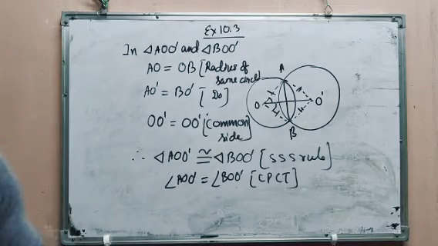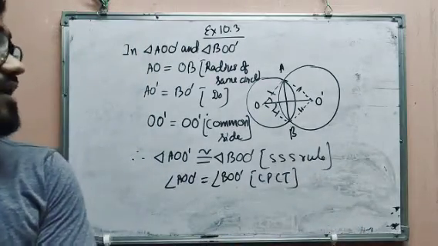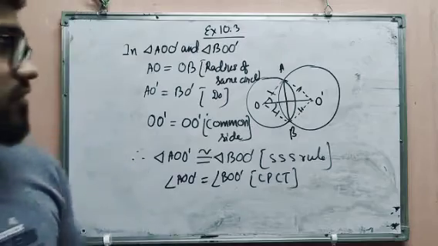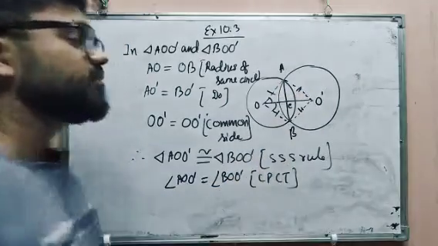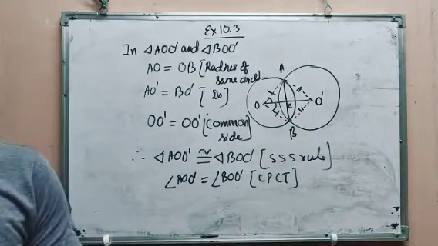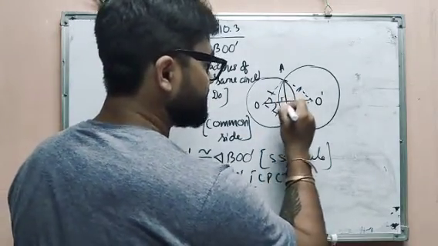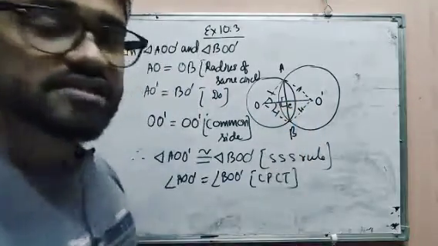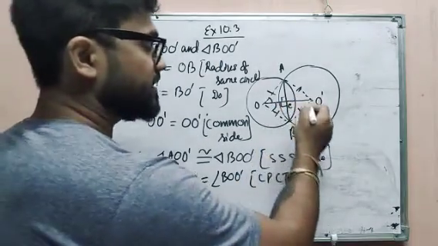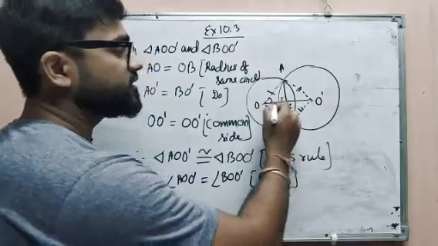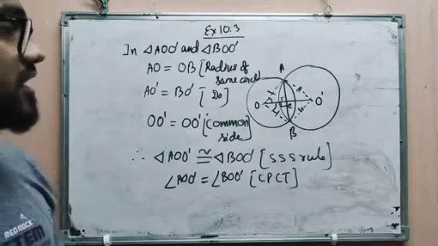So now our proof is not finished. Again, we have to prove that this OO dash lies on the perpendicular bisector. Give the name C to the point where the perpendicular bisector meets. We have to prove that angle ACO and angle BCO are 90 degrees. Then our proof will be done, because these two are 90 degrees, so it is a perpendicular bisector. That means O and O dash lie on the perpendicular bisector of the given chord AB.